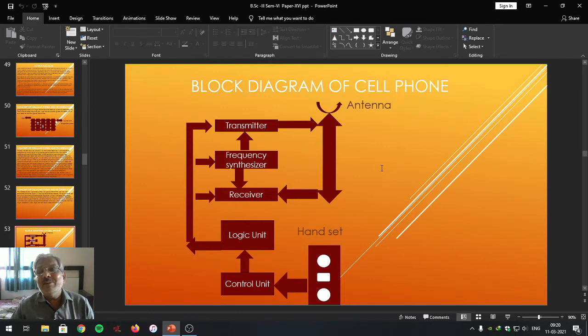We also studied that it operates on the frequency of 800 to 900 megahertz with 666 channels, each having bandwidth of 30 kilohertz. So all this concept we have studied in the last week. Now we are going to proceed to study the block diagram of cell phone, or we can call it the block diagram of mobile phone.